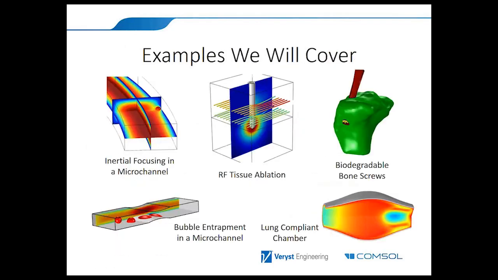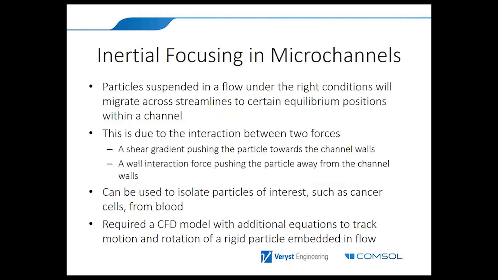Okay, so now back to the list of the examples that I showed earlier. Let's start with the first one. So this is inertial focusing on a microchannel. The idea here is that particles suspended in flow under the right conditions will migrate across streamlines to reach certain equilibrium positions. And the forces acting on these particles are two. There's a shear gradient that pushes the particles one way, and then when the particle gets close to the wall, there are repulsive forces that push it another way.